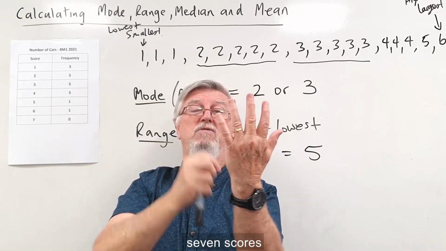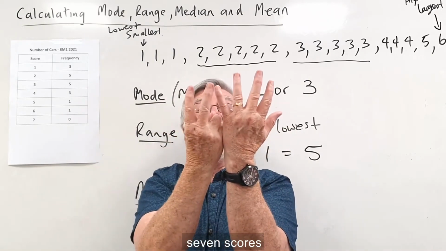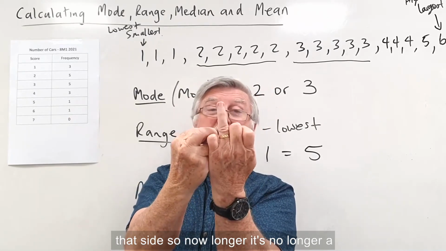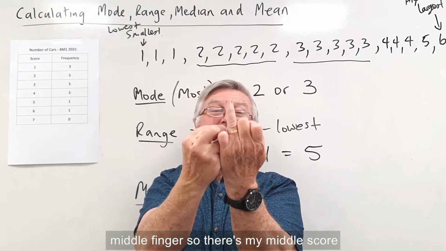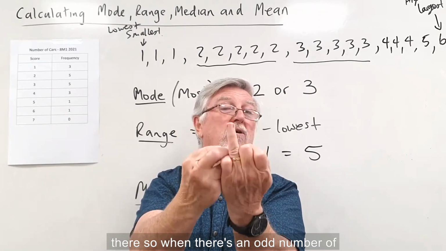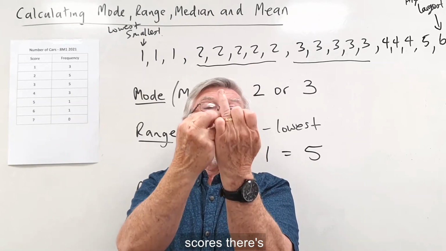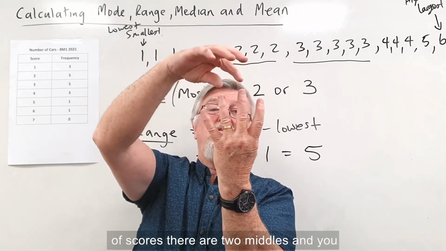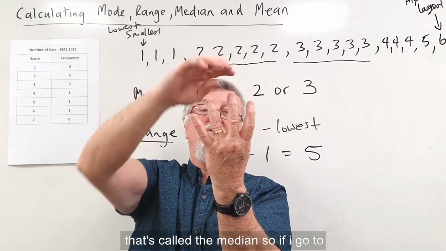By the way, if I had 7 scores, so that means 3 this side and 3 that side. So it's no longer a middle finger. So there's my middle score there. So when there's an odd number of scores, there's one middle. When there's an even number of scores, there are two middles. And you have to find the middle of those two, and that's called the median.